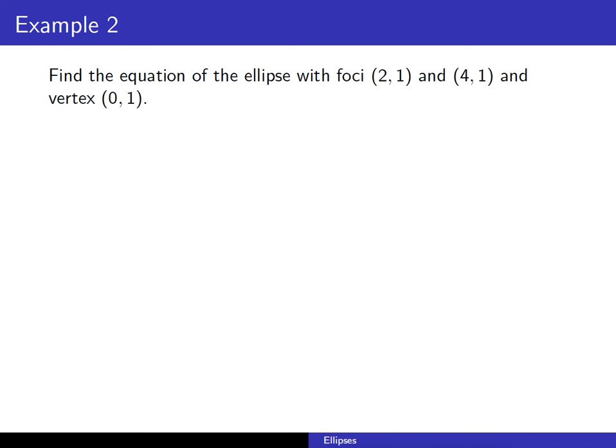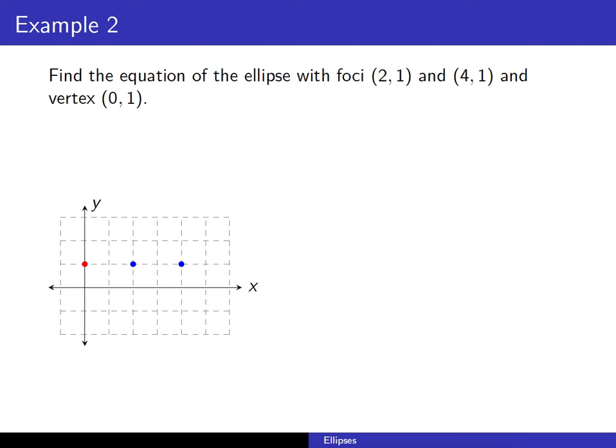So example 2, find the equation of the ellipse with foci at (2, 1) and (4, 1) and a vertex at (0, 1). So much like with the example in the last video, let's graph what we can and get some kind of visualization of what's going on in this problem. So we'll graph the two foci. We have (2, 1) right here and (4, 1) right here. And then one of the vertices, or a vertex, at (0, 1).